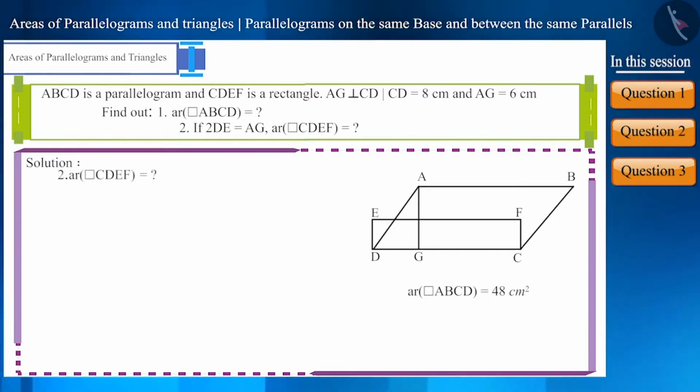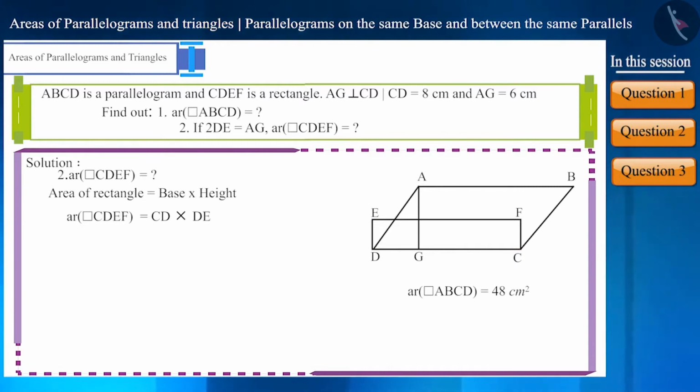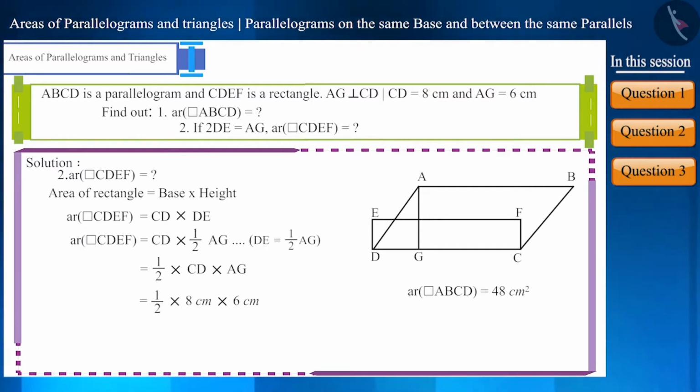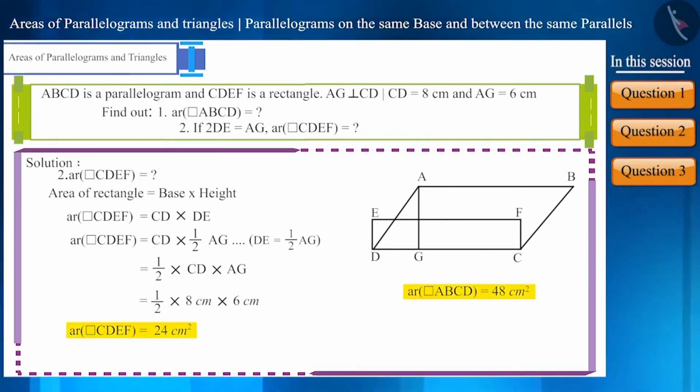Now let's take the next question. Here we will have to find the area of the rectangle CDEF, where CD is the base and DE is the height. So let's find the area by using the formula, which will be, friends, here instead of DE, we can write 1 by 2 AG, and thus it will become like this. By solving the values of all the sides, we get the area as 24 square centimeter. Here, we can see that the area of the rectangle is half the area of the parallelogram.